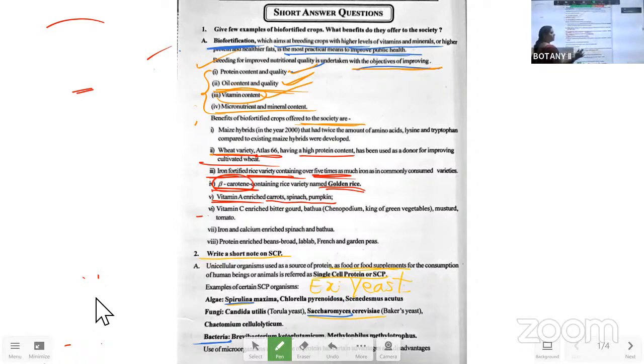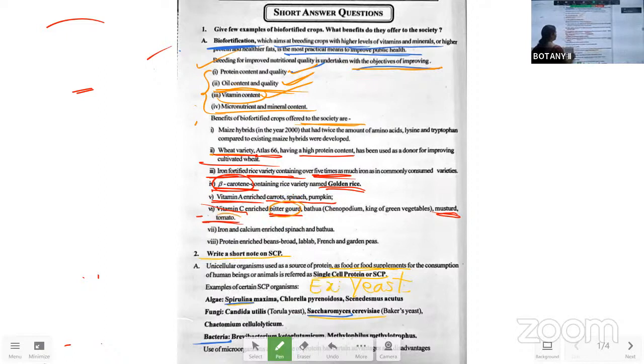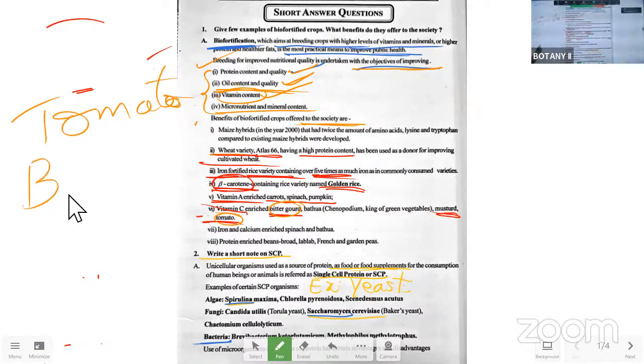Okay. Next one, vitamin C. Nowadays, in these 3 years during corona, we are hearing that vitamin C increases immunity. The same thing comes over here. It's very easy for us to remember. Vitamin C is enriched in bitter gourd, that you can easily remember and write. Okay, and mustard seeds and tomato. If you can remember 2 plant names, that is also sufficient. Bitter gourd and tomato, which is very easy to remember now. Tomato, we can remember very easily, and bitter gourd.